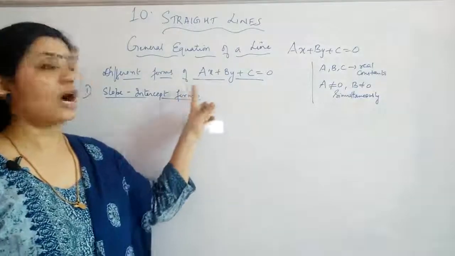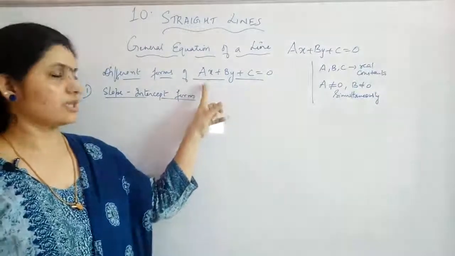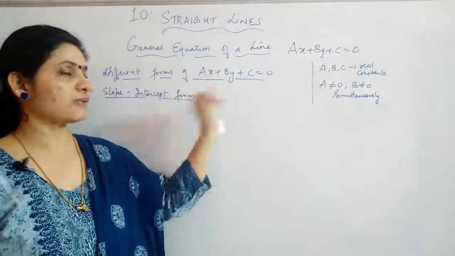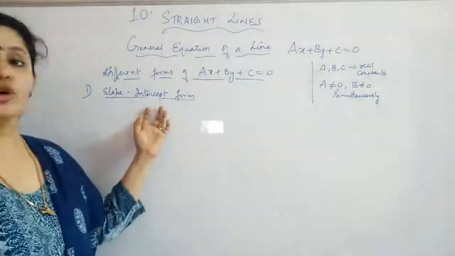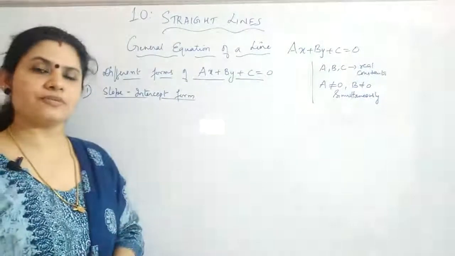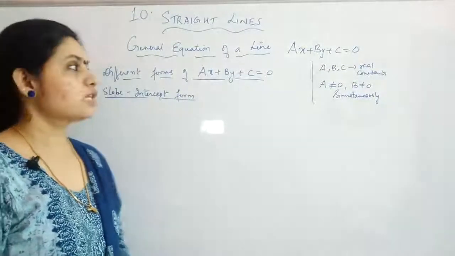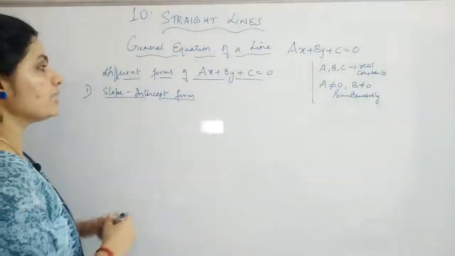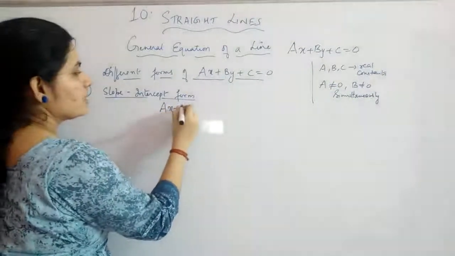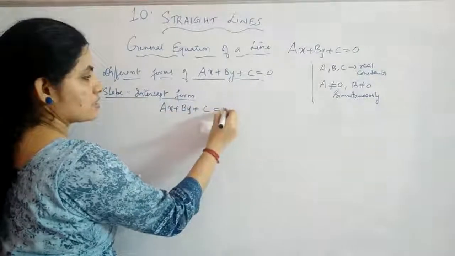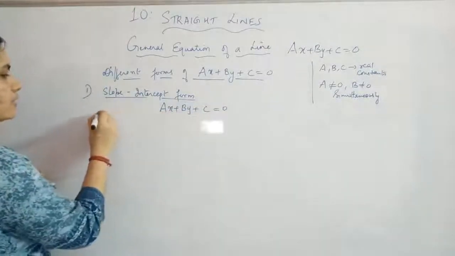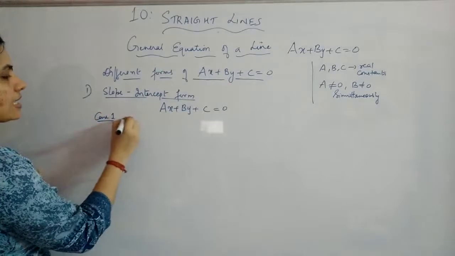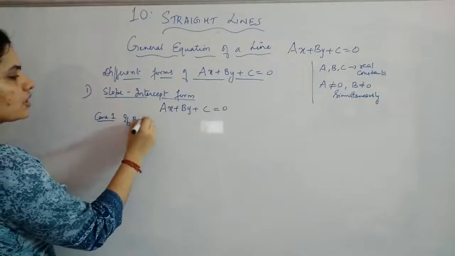Now we will see how to reduce a given equation that is in the general form ax plus by plus c equal to 0 in slope intercept form. We know that slope intercept form is y equal to mx plus c. So in that form we have to reduce this equation. So the given equation will be ax plus by plus c equal to 0. Now we take case 1, that is b is not equal to 0.